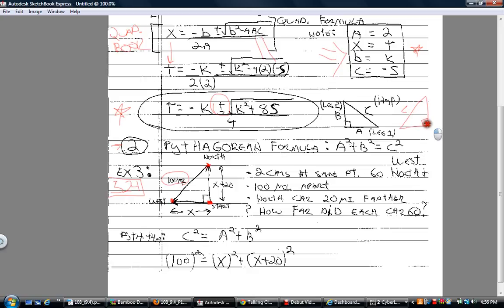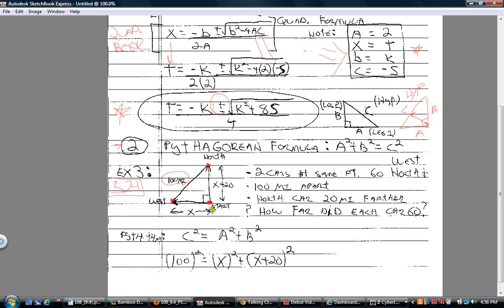The hypotenuse is always what class? Opposite the 90 degrees. The A leg and the B leg are the other two sides of the triangle. You must always get the hypotenuse. It is always, always, always the side opposite the 90 degrees. Okay, so make yourself up a diagram.